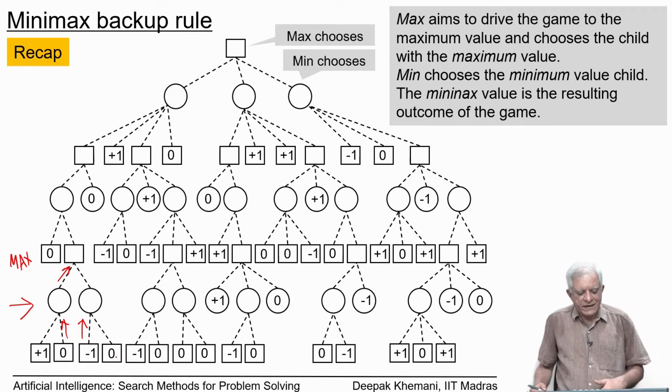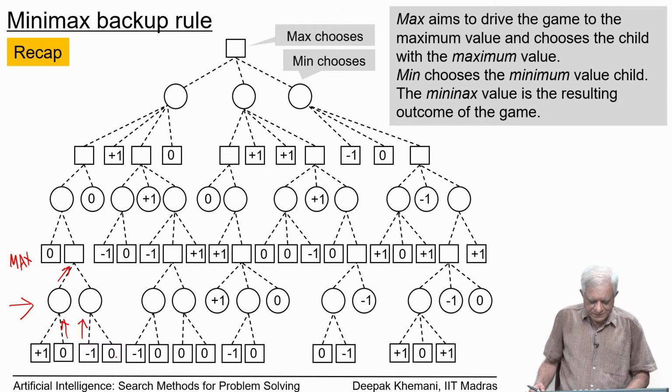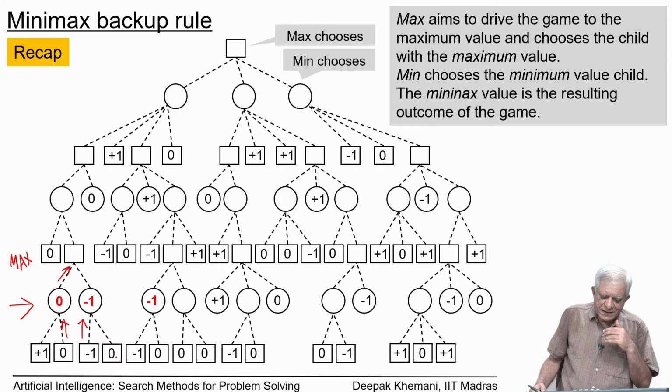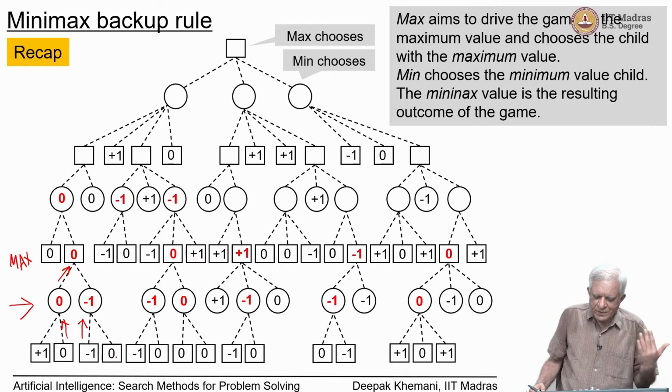So, in this manner we can back up the values from leaf nodes and determine the outcome of the game, which is the minimax value, and we had seen this earlier. You can see that at the min level we are backing up the smallest value, then at the next max level we are backing up the largest value, and so on and so forth, till the values propagate all the way to the root essentially.